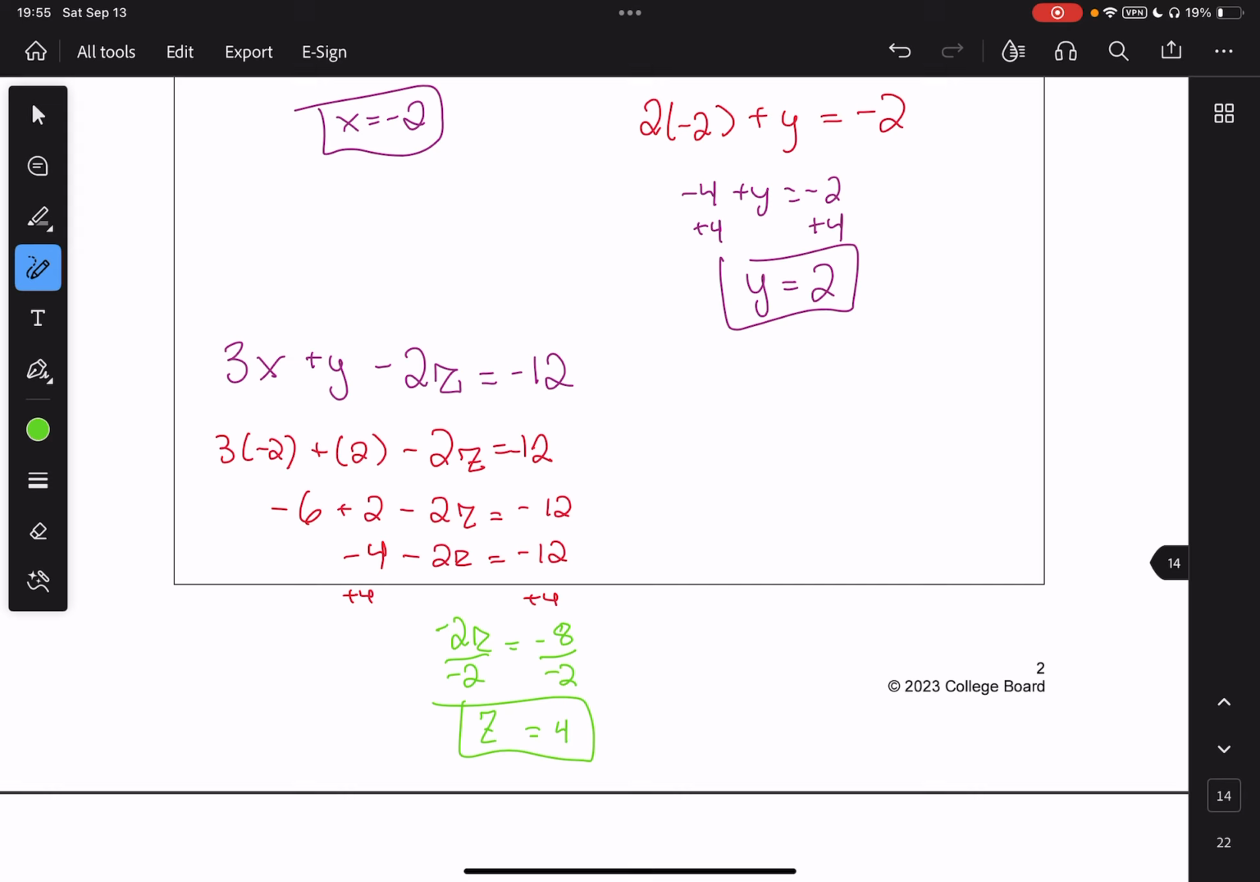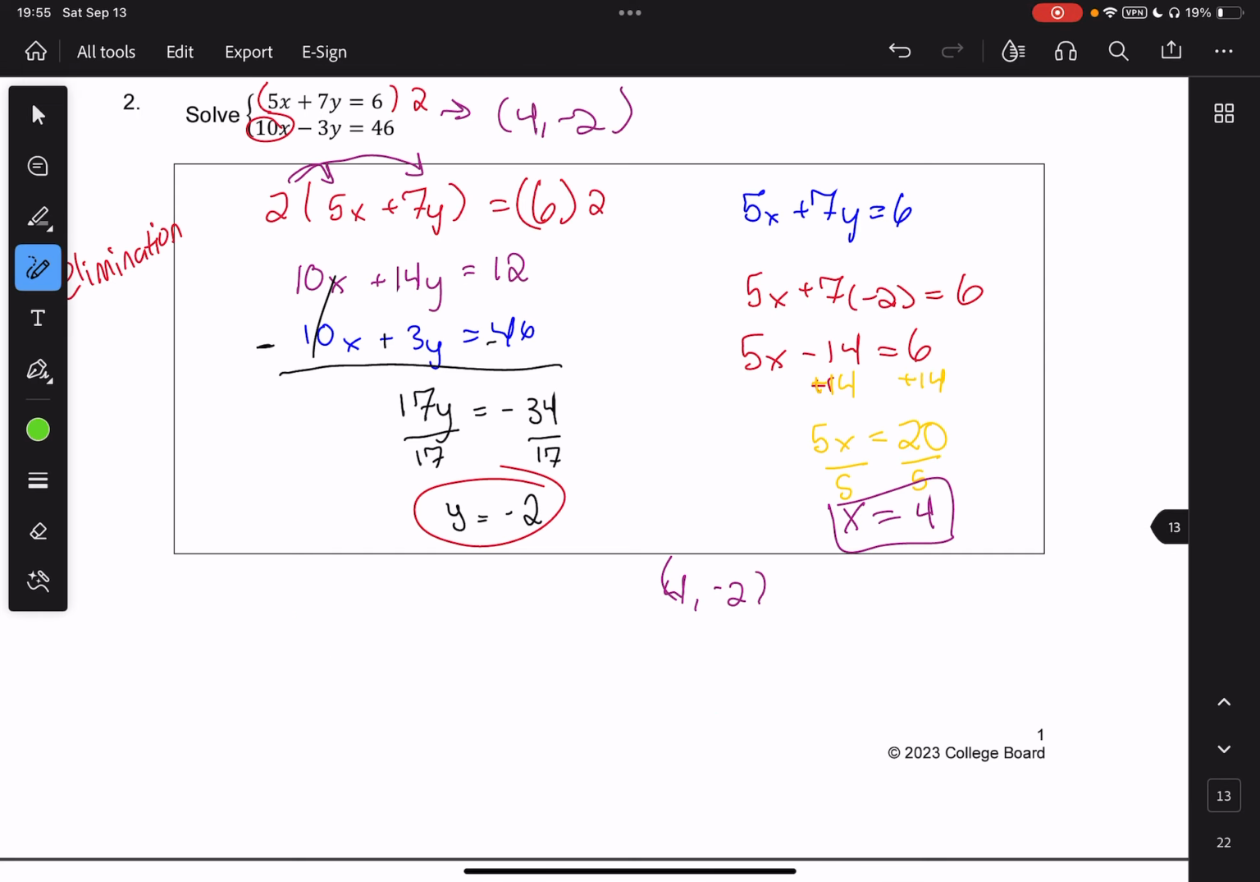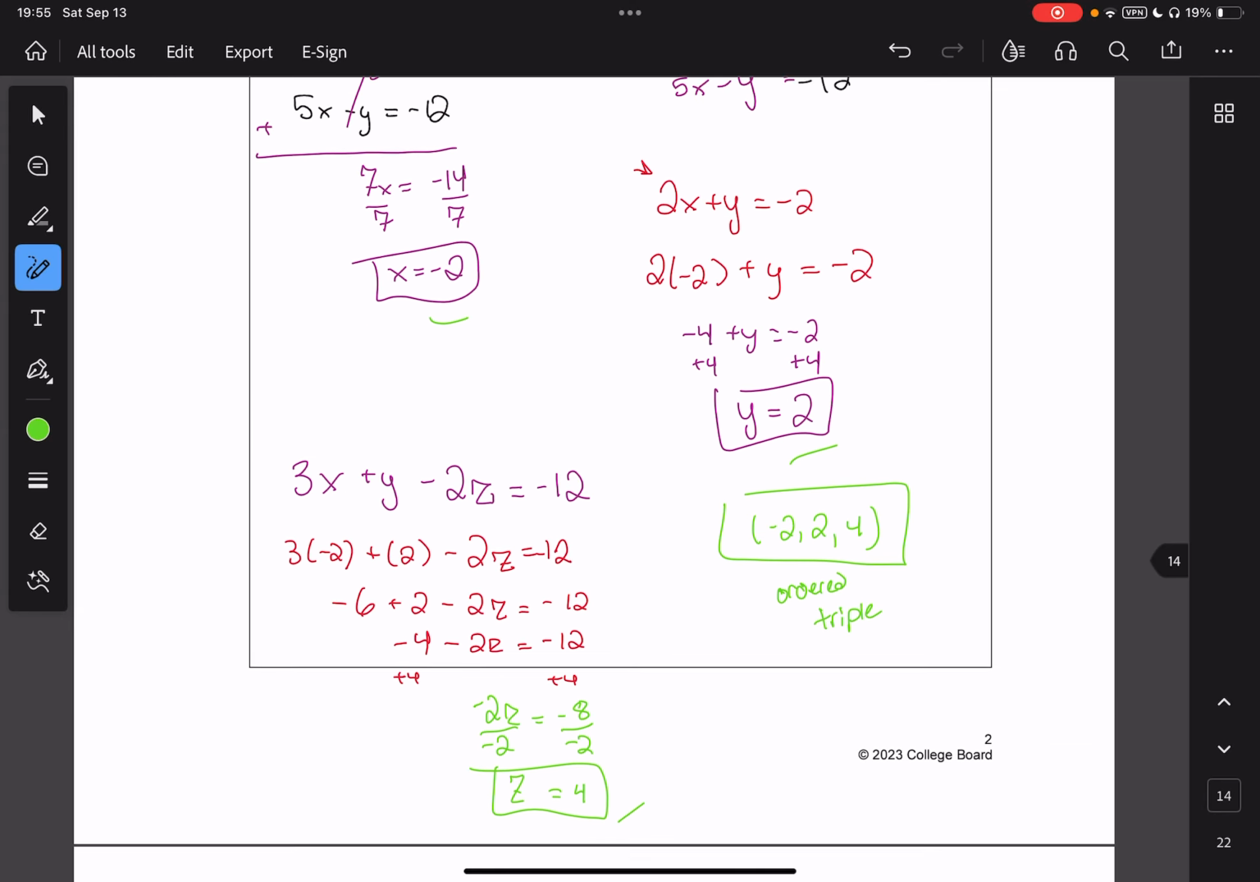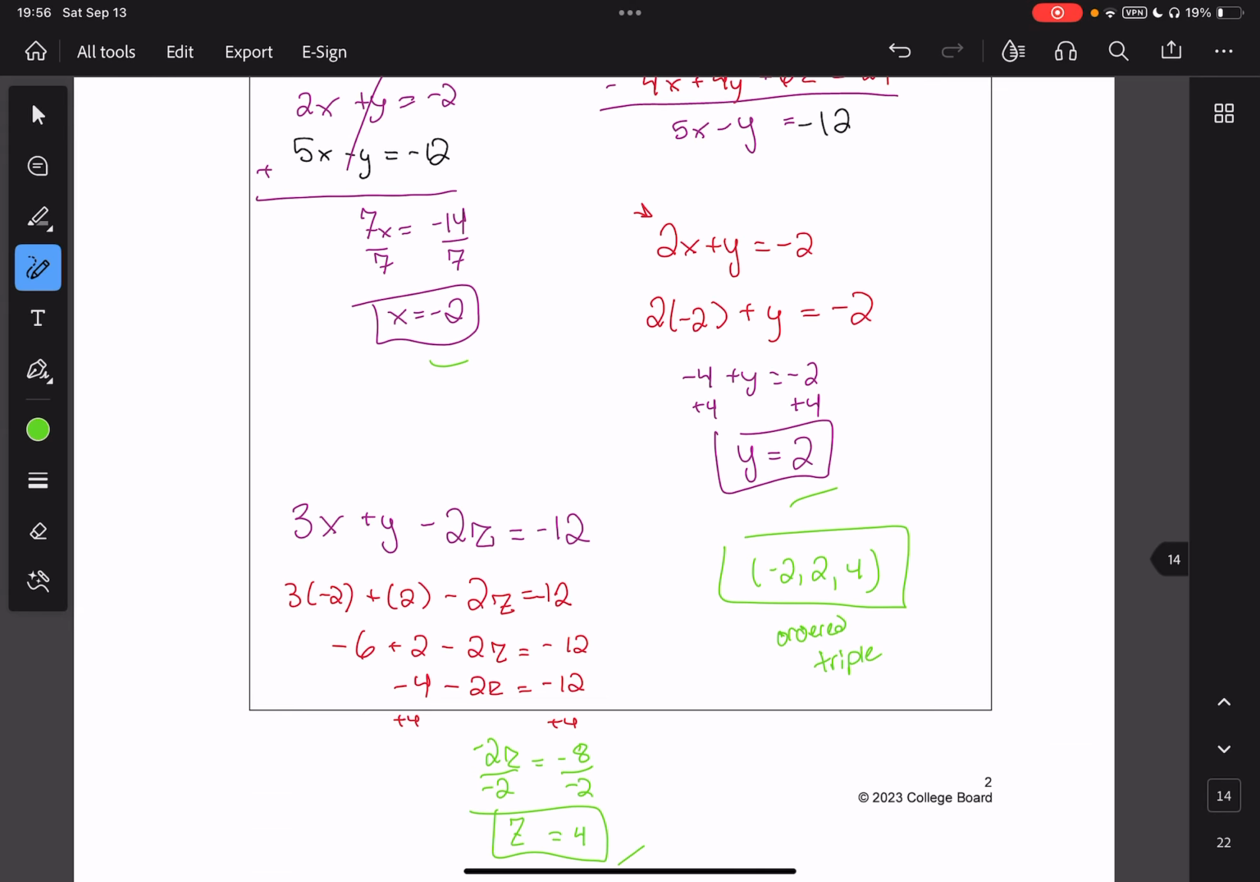So now we have x is -2, y is +2, and z is +4. We can write it as (-2, 2, 4). So our answer is this. This could also be called an ordered triple, not to be confused with what's up here, which is an ordered pair. So that's question number 3.